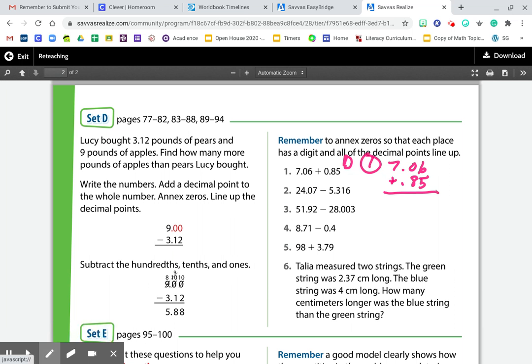Some of your parents might want to check your work and make sure you're not just doing it on a calculator and turning it in. That's not going to help you in a test situation. Make sure you're lining up decimals. This guy, you're going to have to annex a 0 up here so you can subtract.